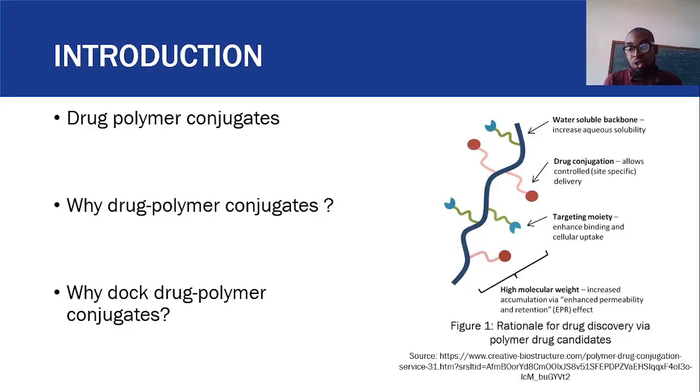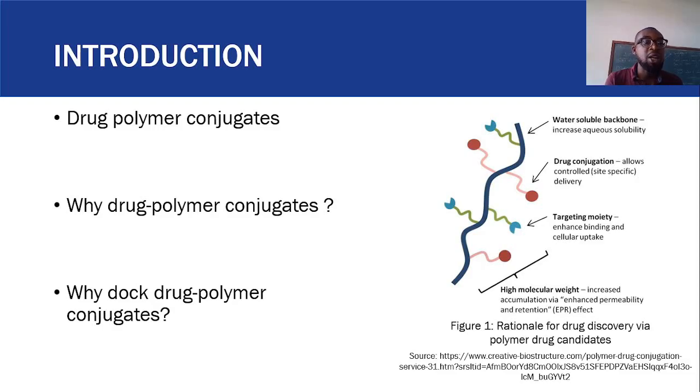Now, we have a representation in figure 1 of our drug polymer conjugate, and you can see the water soluble backbone, you can see the drug, and then you can also see a targeting moiety that helps you to target a particular specific receptor. Now, why are we docking drug polymer conjugates? So that we can see if there's a better interaction between the drug polymer conjugate and the target receptor when compared to the drug alone.